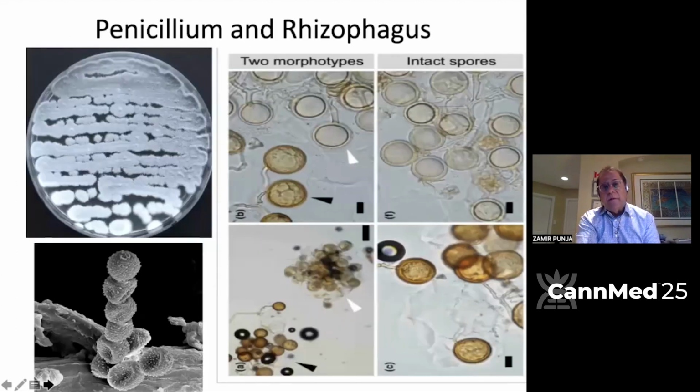So here's an example of the Penicillium species on your left, and of course the Rhizophagus species on the right, which produces these large spores. This is a beneficial fungus. This is a mycorrhizal species that has been previously reported to occur in cannabis.